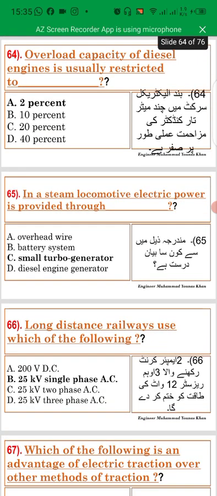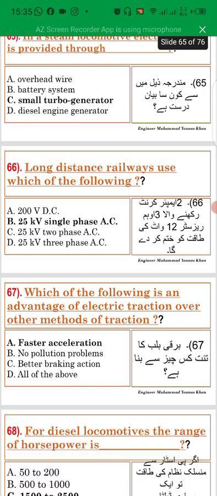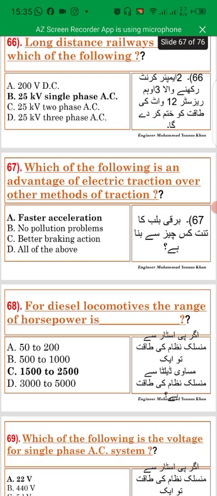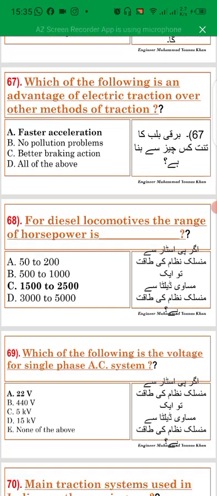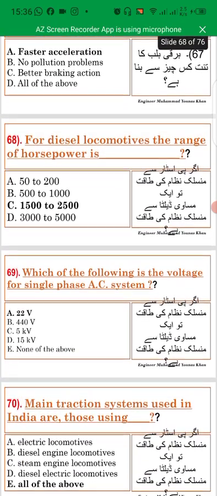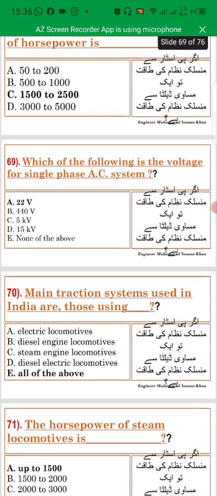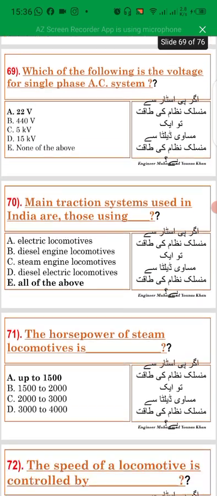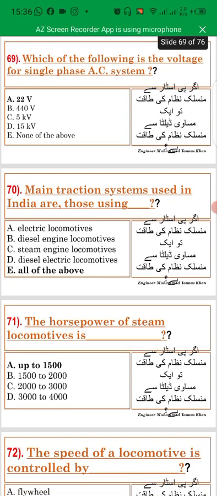In a steam locomotive, electric power is provided through small turbo generator. Long distance railway uses which of the following: 25 kV single phase AC. Which of the following is an advantage of electric traction over other methods of traction? Faster acceleration. For diesel locomotives, the range of horsepower is 1500 to 2500. Which of the following is the voltage for single phase AC system? 25 kV. Main traction systems used in India are those using electric locomotives, diesel engine locomotives, steam engine locomotives, diesel electric locomotives, all of the above.